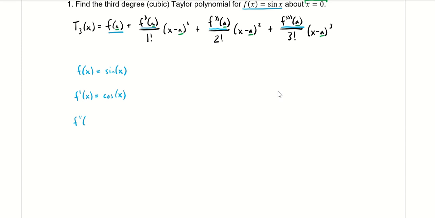My second derivative is the derivative of my first derivative. Remember our higher order derivatives. So the derivative of cosine of x is negative sine of x. And then I need one more. I need my third derivative. Third derivative is the derivative of the second derivative. Derivative of negative sine of x is negative cosine of x.